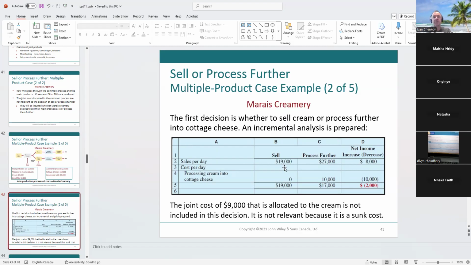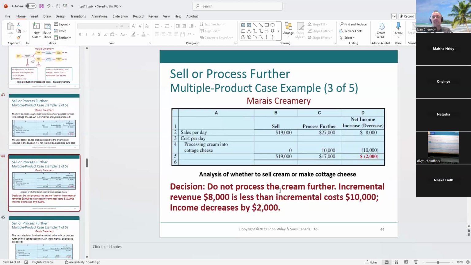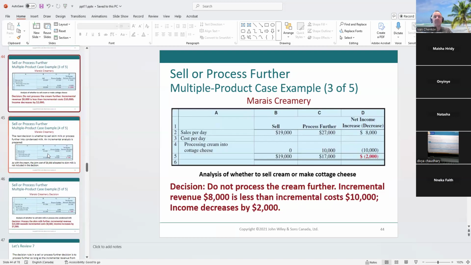So what should I do? Sell it as cream or make it cottage cheese? Sell it as cream. Why? Because if I move to the cottage cheese, I'm going to lose $2,000. Make sense? Yes. So in that case, sell it as cream. Don't go further because you're going to lose $2,000. How about the other one?